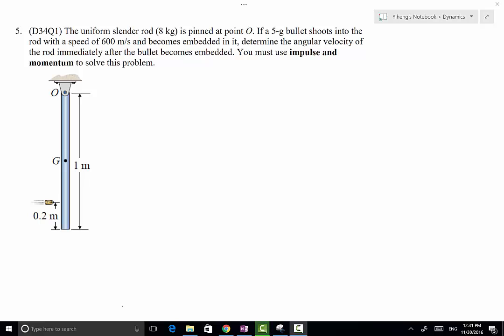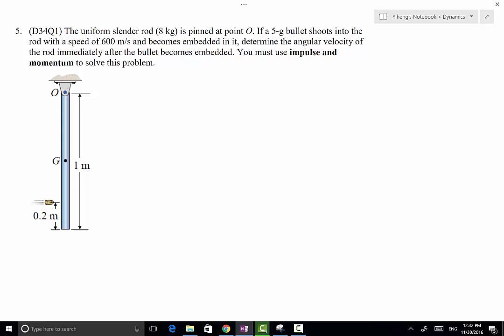In this problem, we have a uniform slender rod of 8 kilogram mass. It is pinned at the point O. And we also have a 5-gram bullet that shoots into the rod with a speed of 600 meters per second, and it becomes embedded in it. We need to determine the angular velocity of the rod immediately after the bullet becomes embedded.